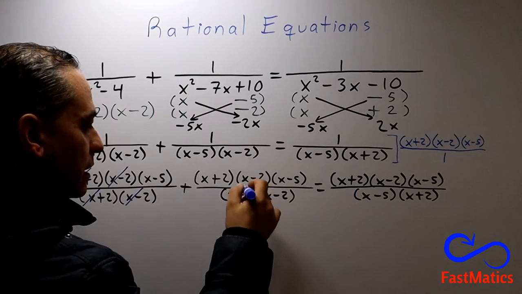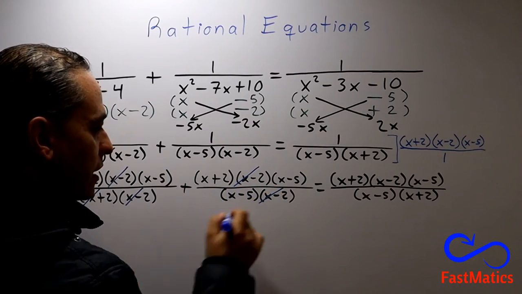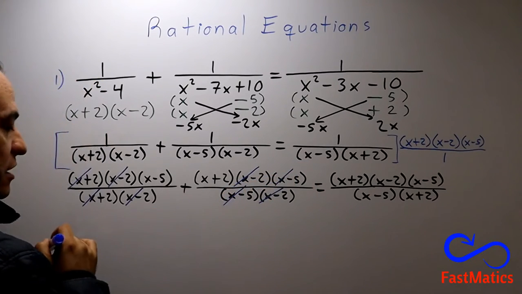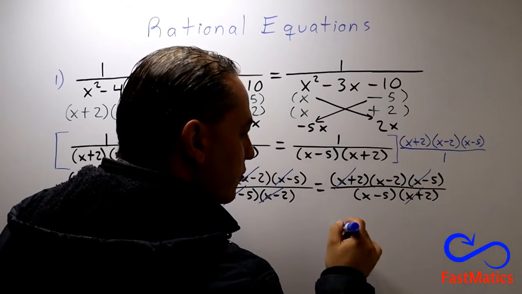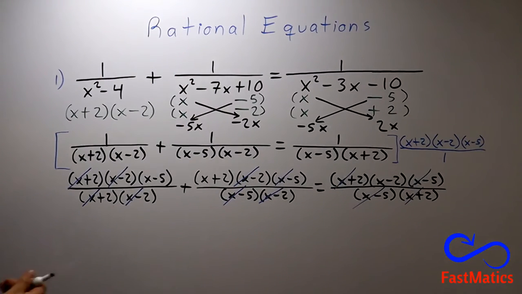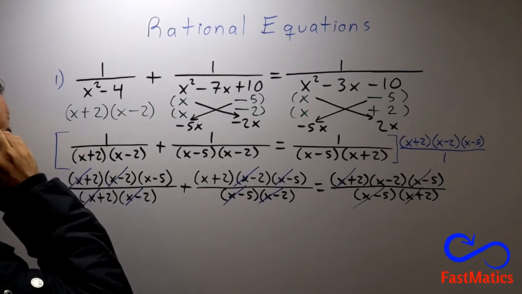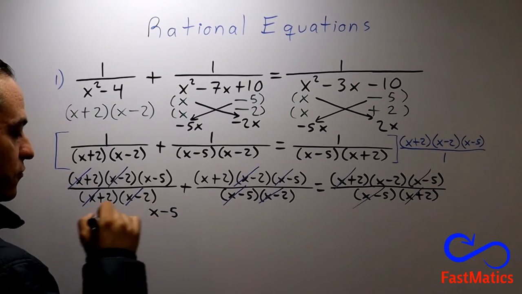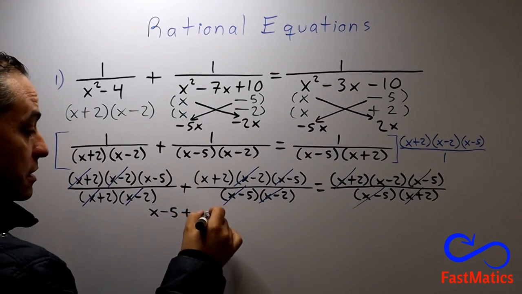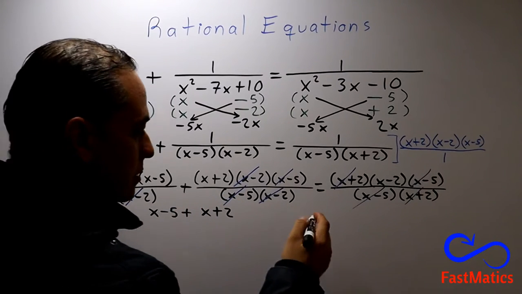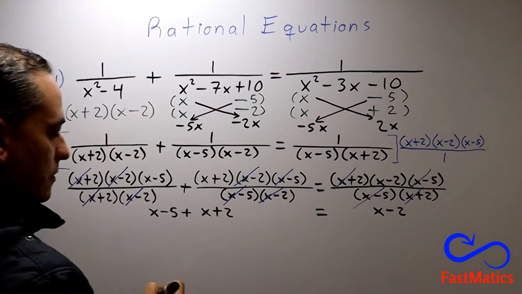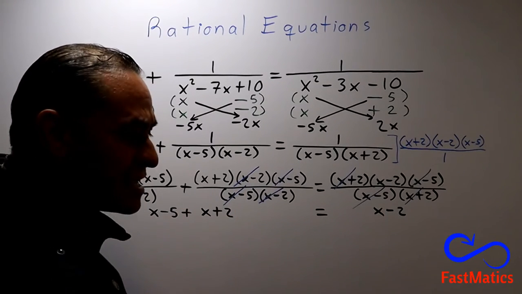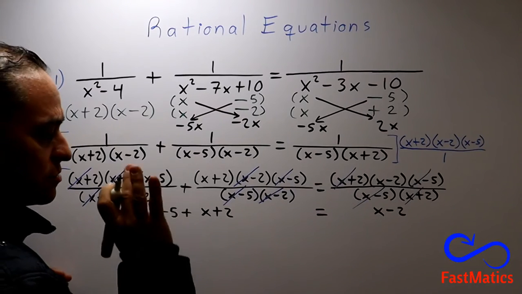Here the same. X minus 2 with x minus 2, goodbye. X minus 5 with x minus 5, goodbye. X plus 2 with x plus 2, goodbye. X minus 5 with x minus 5, goodbye. And the expression that follows is x minus 5, no needing parentheses, plus x plus 2, no needing parentheses, and x minus 2. Finally, the team with the x to the left side, the team with the numbers to the right side.